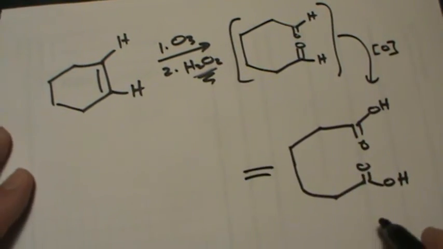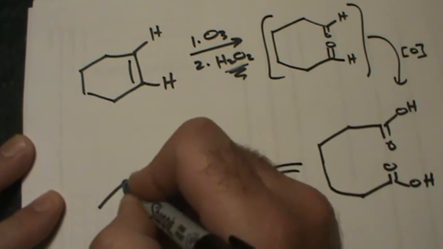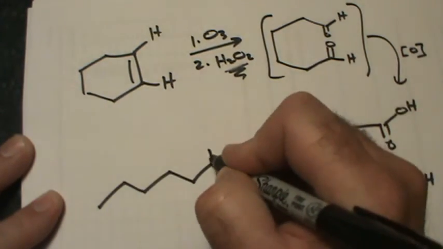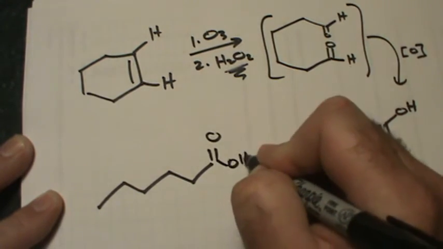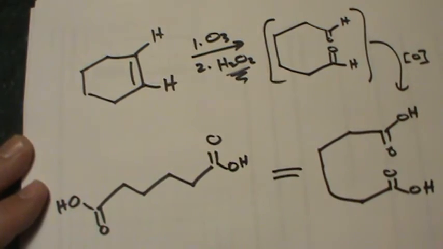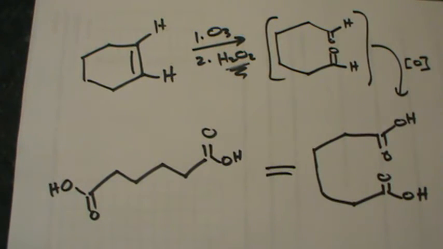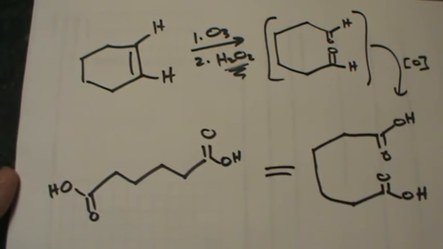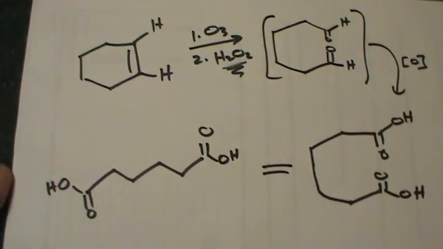The better way to write this would be 1, 2, 3, 4, 5, 6, and at each end we have a carboxylic acid. This is probably a more reasonable conformation for this structure, but hopefully you see exactly how it's formed.